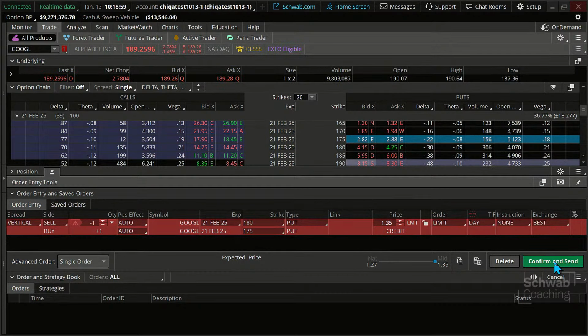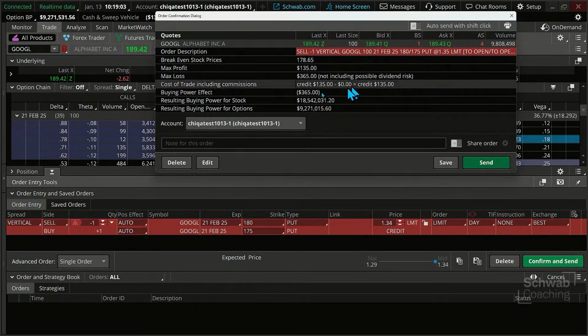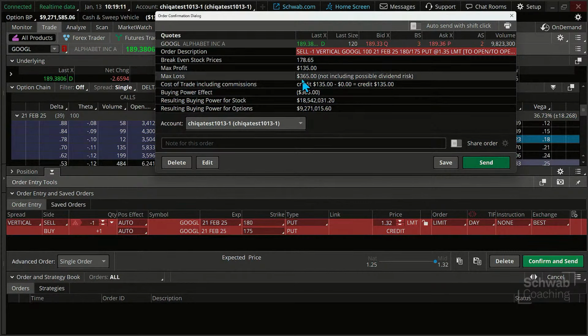So if we look at this over here, we could see the buying power effect is 365. The credit, the max gain we could receive over here, is 135. You've got the max loss we just mentioned also at the 365 as well. There's your break even up top. But that gives us a reference point.